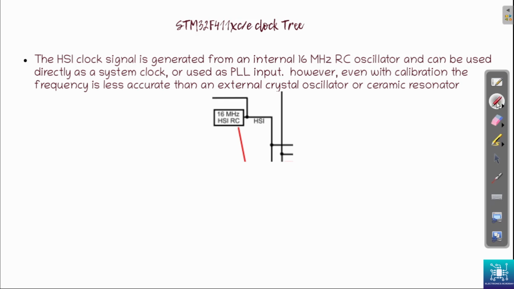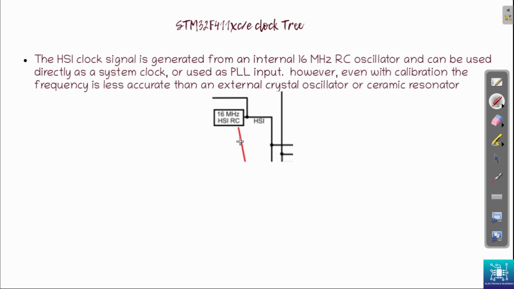Like we were discussing, the HSI clock signal is generated from an internal 16 megahertz RC oscillator and can be used directly as a system clock or used as a PLL input. So this clock can be used by the PLL also. However, even with calibration, the frequency is less accurate than an external crystal oscillator or ceramic oscillator. When the processor starts up, it uses this clock by default.